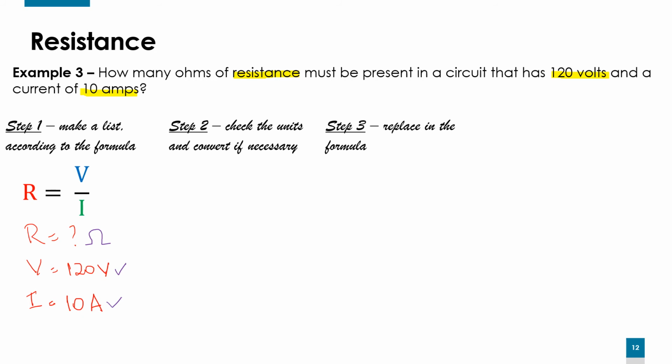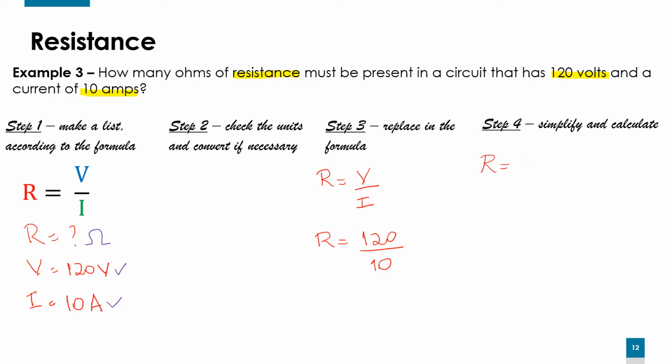Replacing the formula. So I'm going to write the formula again. R equals V over I. So I'm going to replace resistance, I don't know, voltage 120, and current 10. And step 4, simplify. So I'm going to write again: R equals 120 over 10.